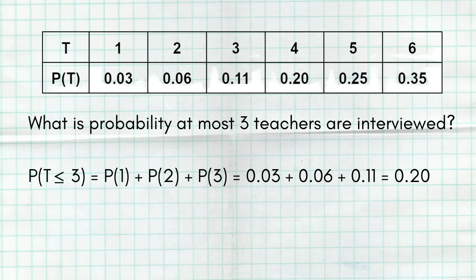For example, what is the probability of at most 3 teachers needing to be interviewed? Well, you just have to know what at most 3 means. At most 3 means 3 or less. So that would be 3 teachers interviewed, 2 teachers, or 1 teacher.